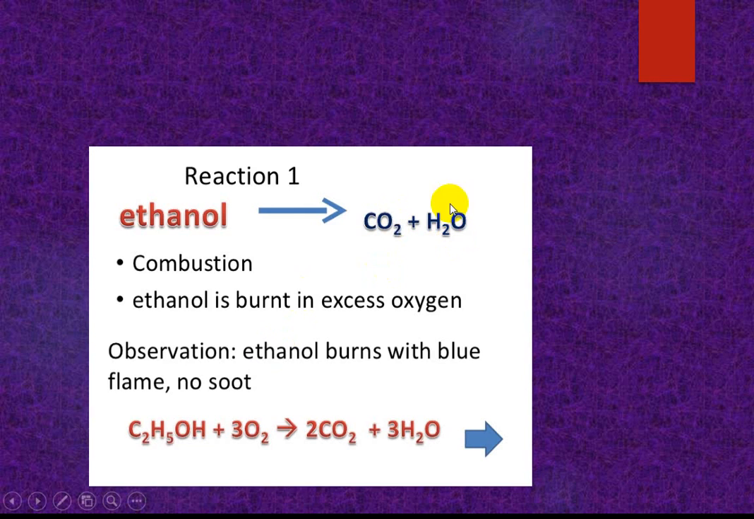When ethanol undergoes a combustion reaction, when ethanol is burned in excess oxygen, it forms two products. What are the two products? Carbon dioxide and water. When ethanol is burned, a blue flame is formed. That means when ethanol reacts with oxygen, it forms carbon dioxide and water. Remember this one.